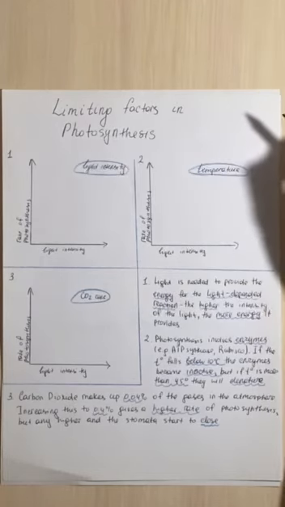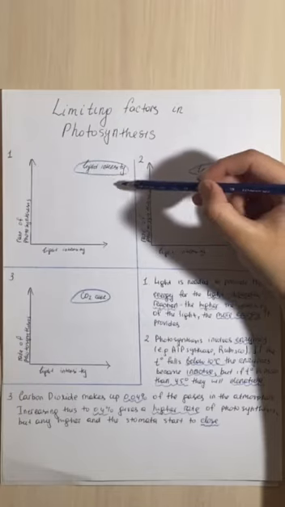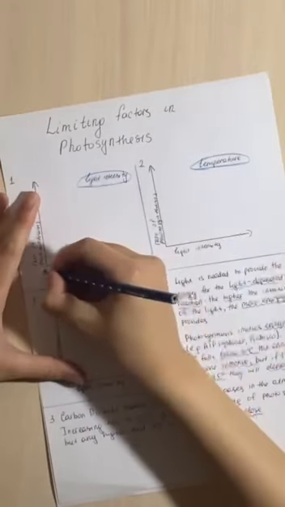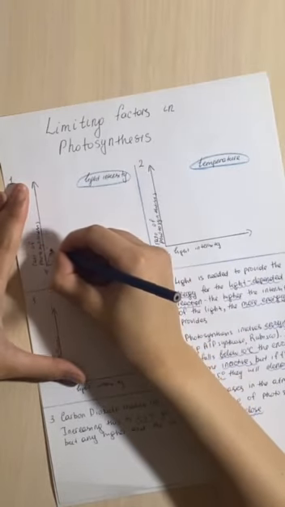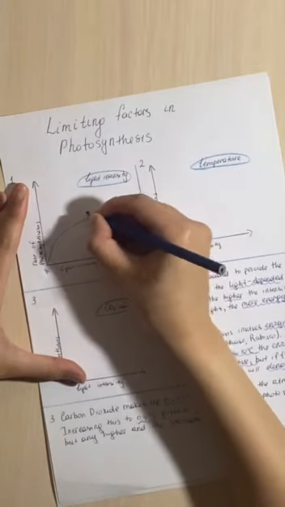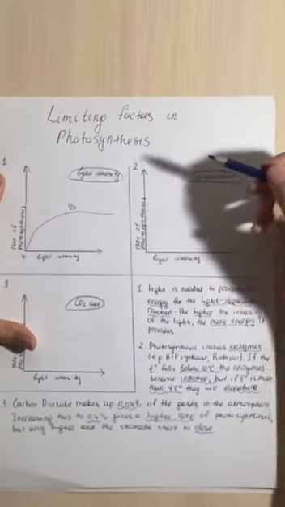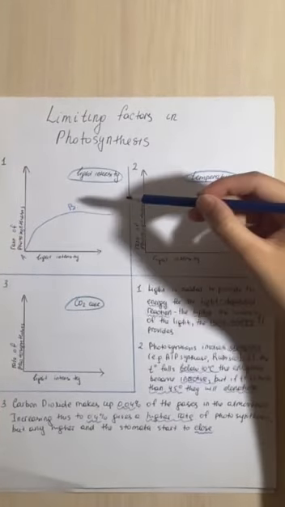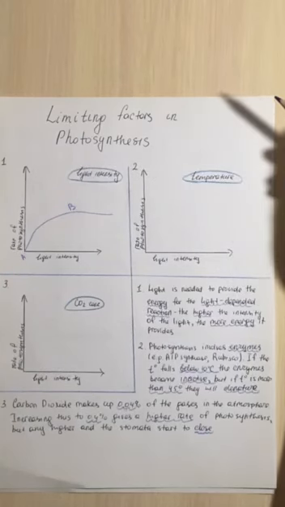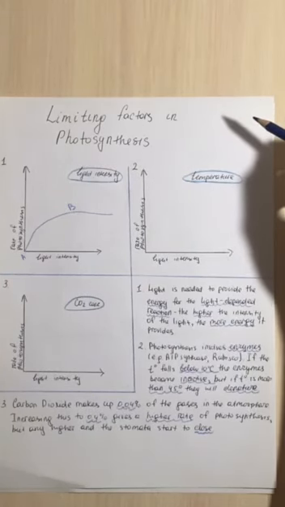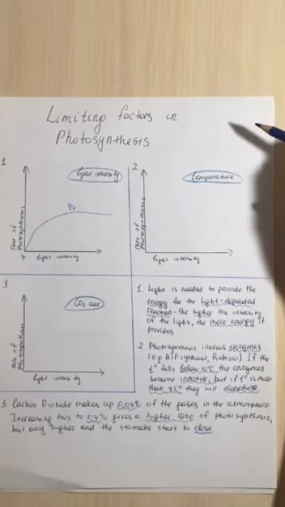So let's get started. First things first, light intensity. Let's draw this. We have point A and point B. Between point A and point B, the rate of photosynthesis is limited by the light intensity. So as the light intensity increases, so does the rate of photosynthesis.